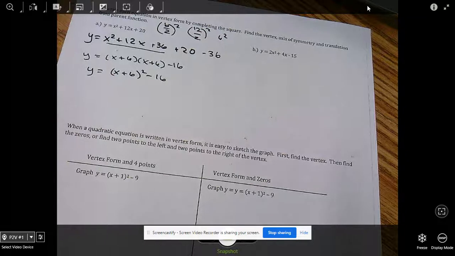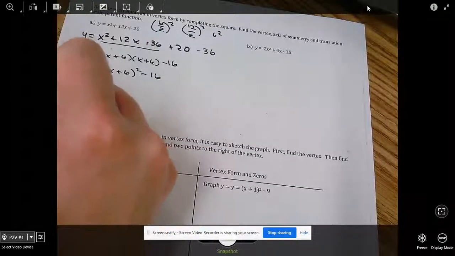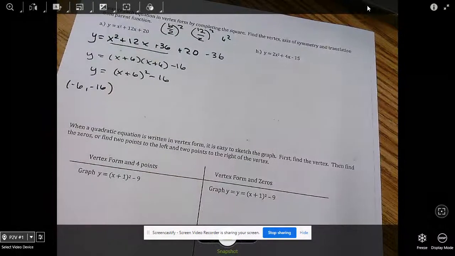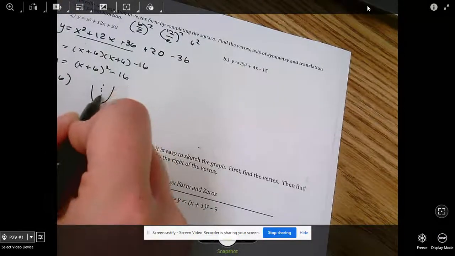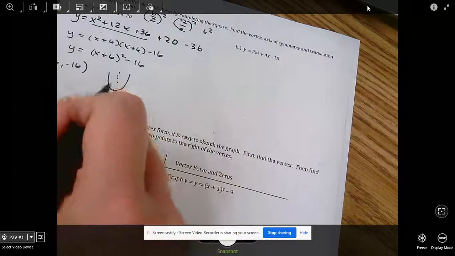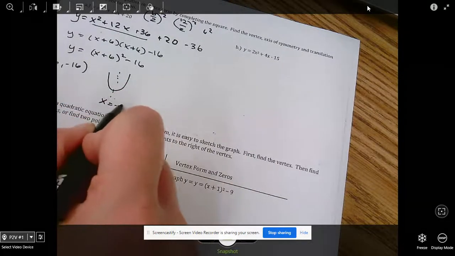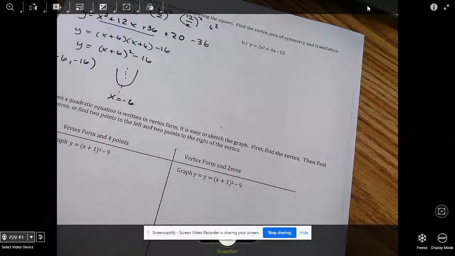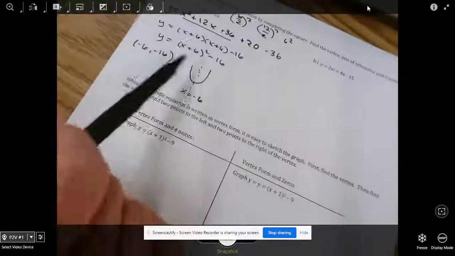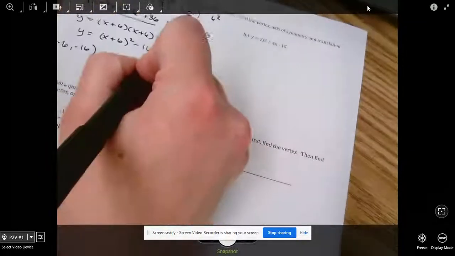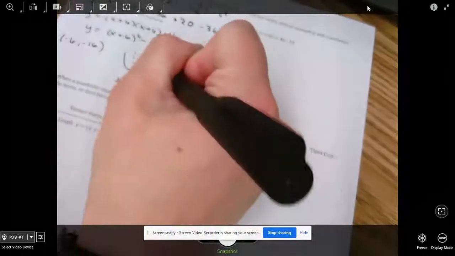Okay, so my equation is now in vertex form. So it's going to be negative 6, negative 16 is the vertex. And so the axis of symmetry. So if I were to graph this, this line straight up and down is x equals negative 6. Okay. And it asks for the translation or transformation. So I went down 16, doesn't matter the order. And I actually went to the left 6 because it's actually negative 6.